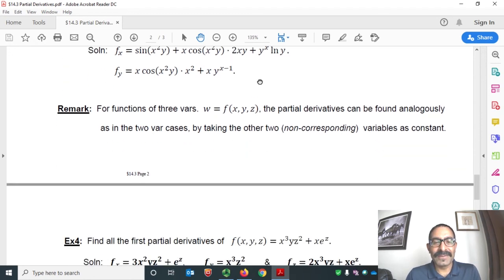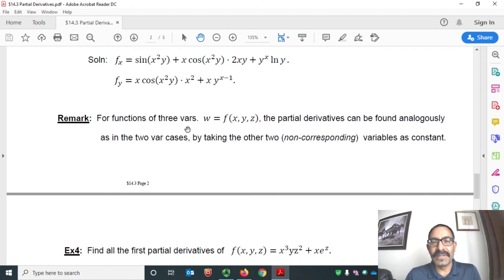Let's move on. Quick remark. For a function of 3 variables, the partial derivatives can be found analogously to the 2 variable case by taking the other 2 variables as constant. So when you take a partial derivative of a function of 3 variables with respect to x, take y and z constant. Similarly, with respect to y, take x and z constant. And with respect to z, take x and y constant. I hope the idea makes sense to you all.